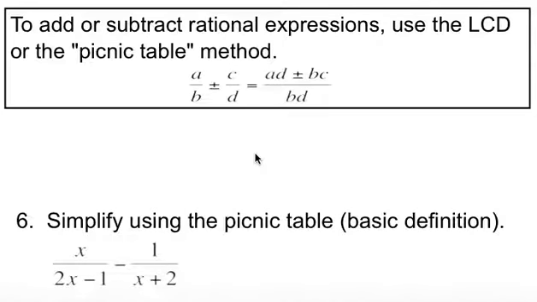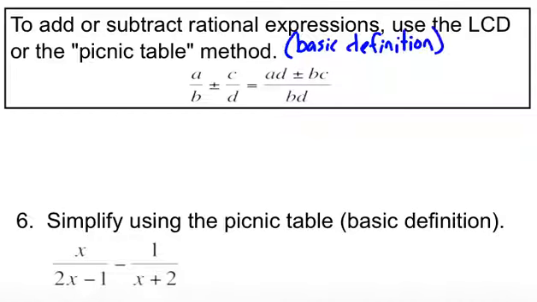We're now going to talk about how to add and subtract rational expressions. There are two main ways to do this. One is we can get a common denominator, the lowest common denominator, and you've done that before. The other one is what I call the picnic table method. Your book calls this the basic definition.